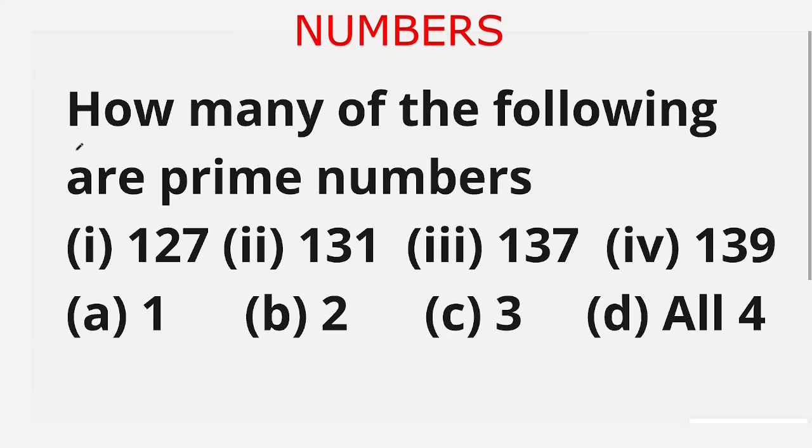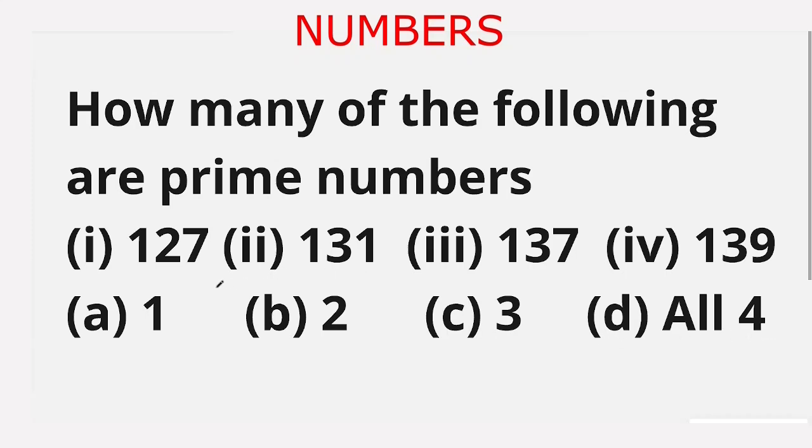Our question is, how many of the following are prime numbers? The given numbers are first 127, second 131, third 137, and fourth number given to us is 139. The given options are option A 1, option B 2, option C 3, and option D all 4.